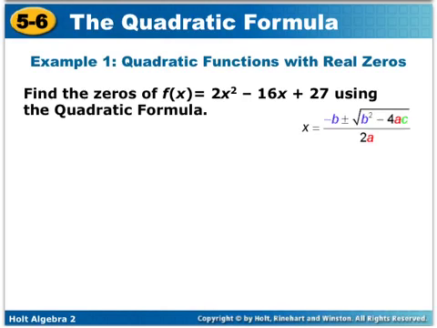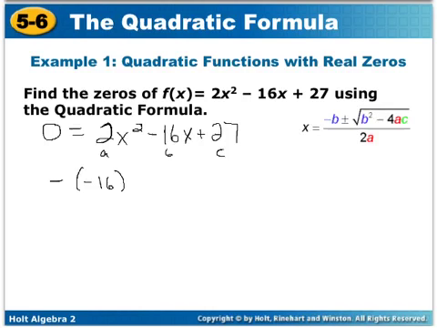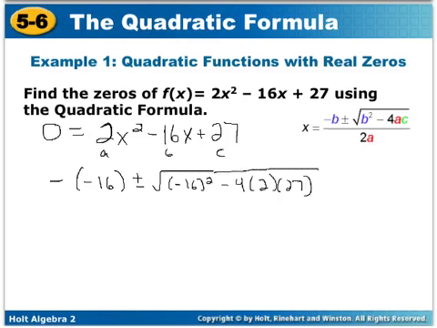Find the zeros of that function using the quadratic formula. So just like before, we would set it equal to 0, make sure it's in standard form. Okay, we have a, b, and c. We're going to plug it into the equation. Negative b, which is negative 16, plus or minus the square root of b squared, negative 16 squared, minus 4 times a times c. Okay, I need to pull out my calculator really quick. Sorry, we forgot. Over 2 times a.